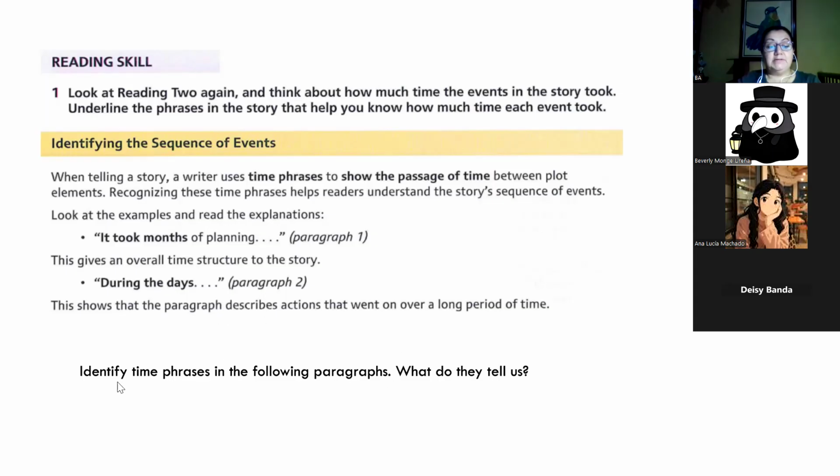Y lo que ustedes van a hacer es, y lo que está en esta pregunta, identify time phrases in the following paragraphs. What do they tell us? Okay, esa va a ser su tarea de esta parte. Identificar las frases de tiempo en los otros párrafos y pensar qué les dice a ustedes cada una de esas frases de tiempo. ¿Ok?